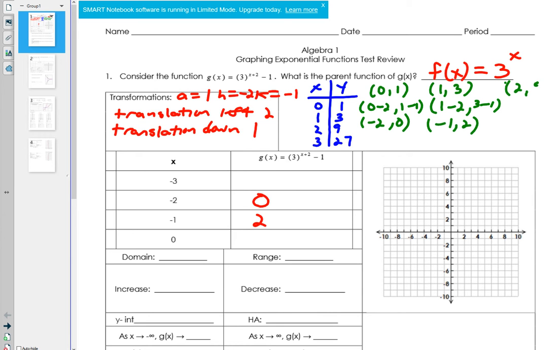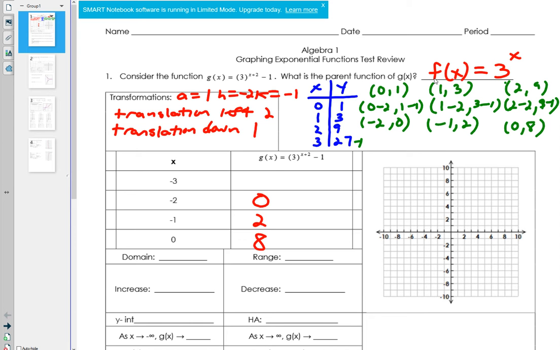We had 2, 9 to start with. Go to the 2, take away 2. Go to the 9 and take away 1. That gives me 0, 8. Now, if we were to do the same thing with 3, 27, all I would be doing with the 27 is taking away 1, but that's going to give me 26. It's not going to fit on the graph that I've been given. So I always prefer 4 points, but 3 points would be fine.